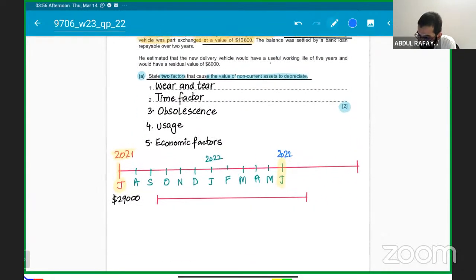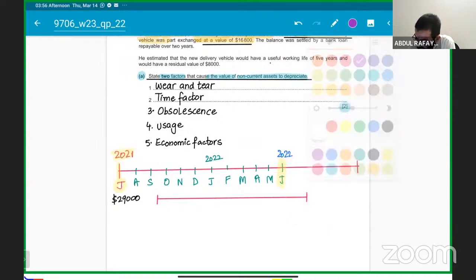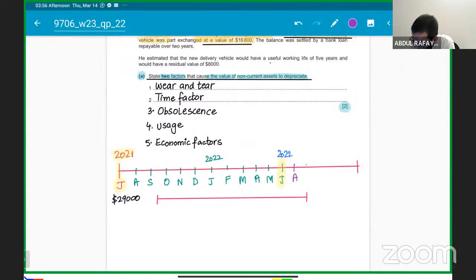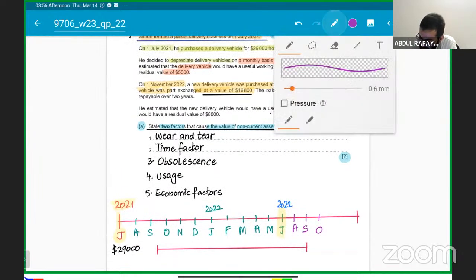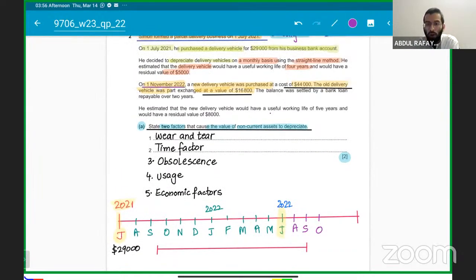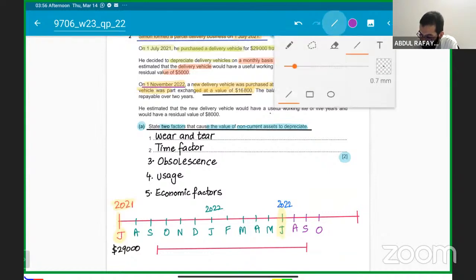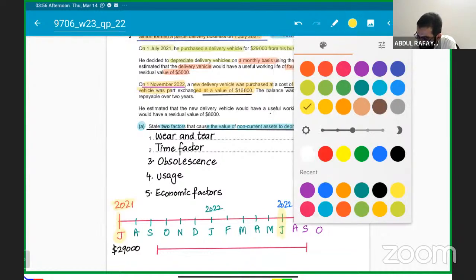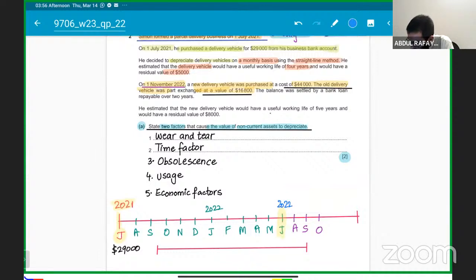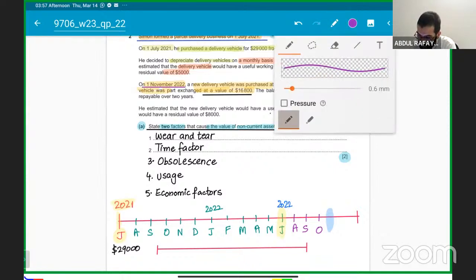Now, what happened next is basically the next year starts here, which is again August 2022, September, October, and here comes 1st November 2022. On 1st November 2022, sir, what is happening? Students, follow carefully. A new vehicle is coming, which is worth $44,000.